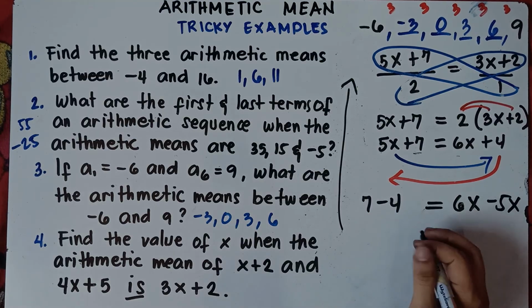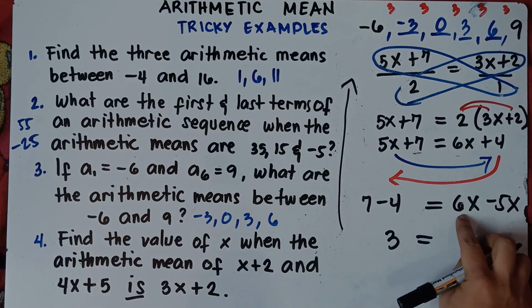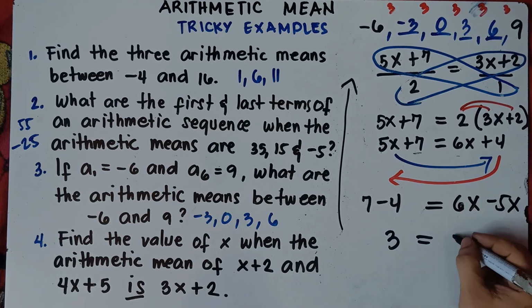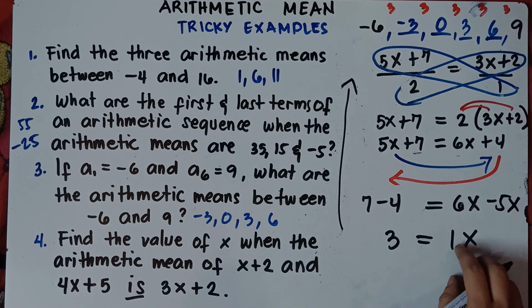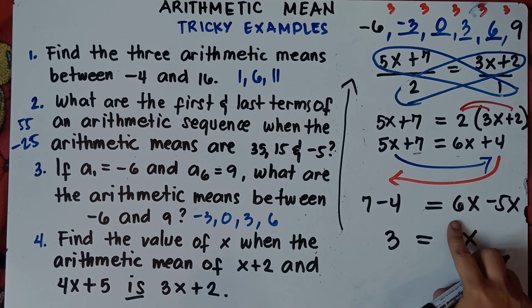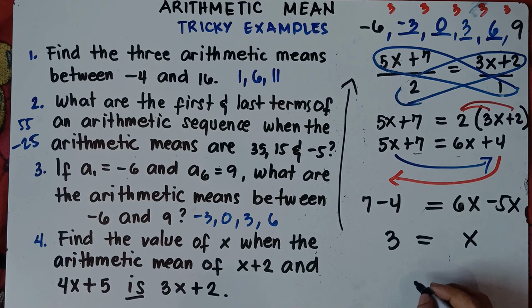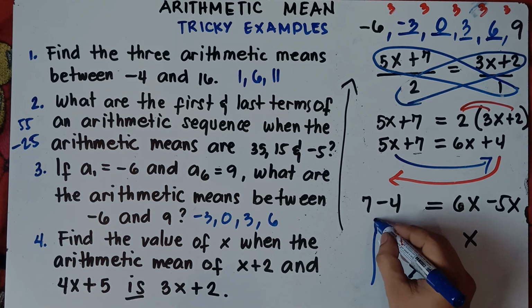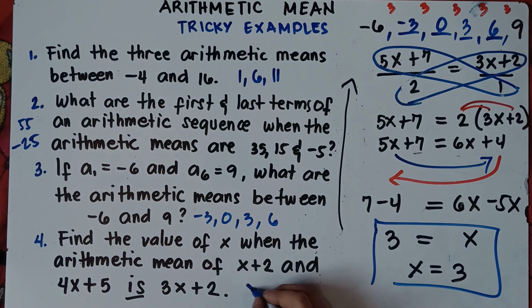So 7 minus 4 is 3. 6x minus 5x, 6 minus 5 is 1. x minus x is just simply copy. You can actually erase 1, class, because it is understood that any variable has a numerical coefficient of 1. So therefore, 3 equals x, or we can write that x equals 3. So that's the answer, class. Our x is equal to 3.